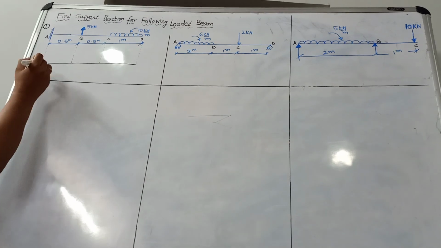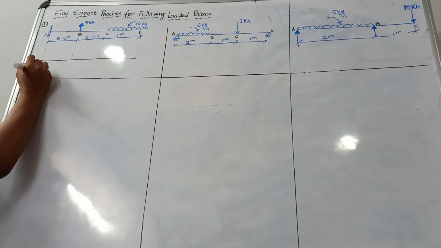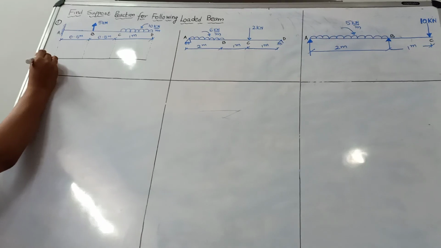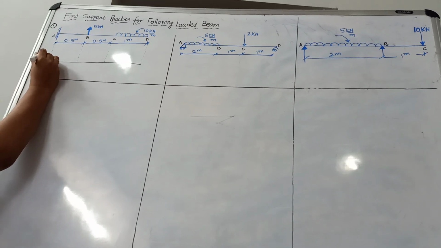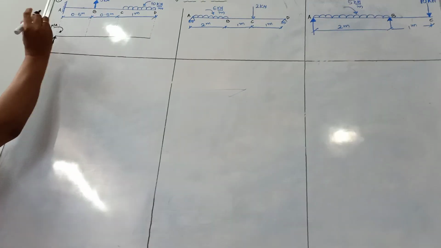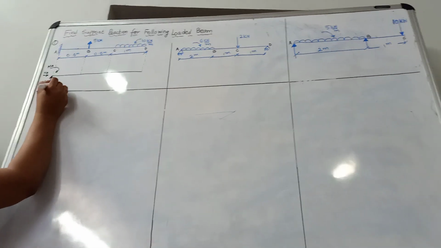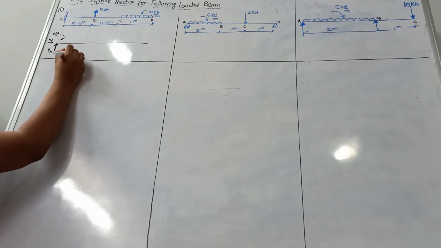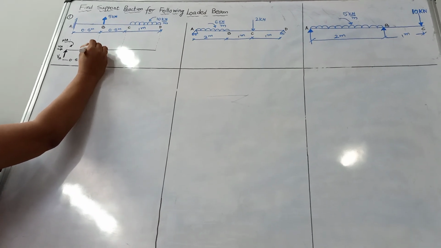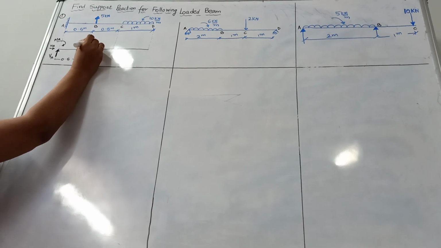At a fixed support we have three reactions. I'm assuming that the vertical reaction VA is in the upward direction, the horizontal reaction HA is in the horizontal direction moving towards the right, and a clockwise moment MA. These directions I'm assuming. Then at a distance of 0.5 we go to point B, and at point B we have a vertical load in the upward direction of magnitude 5 kilonewton.